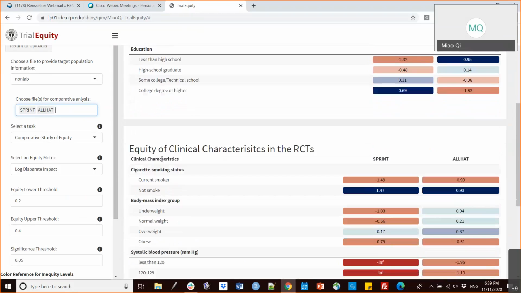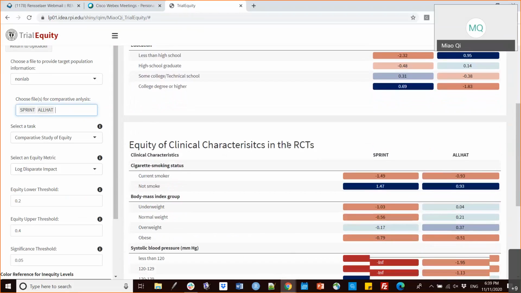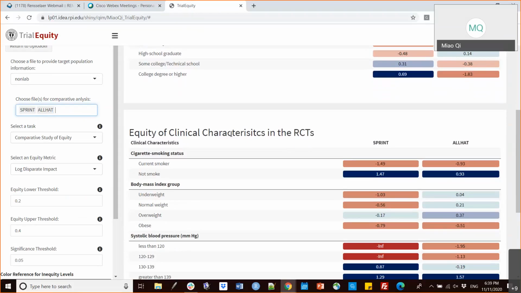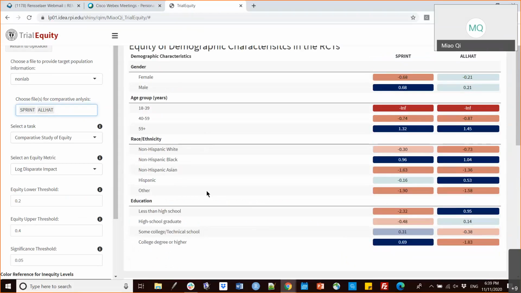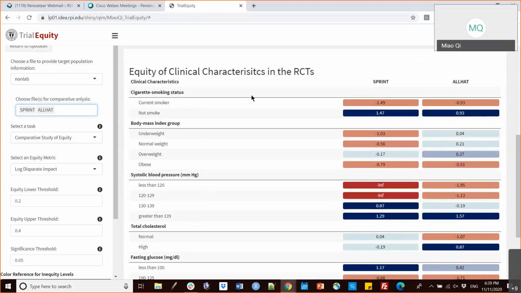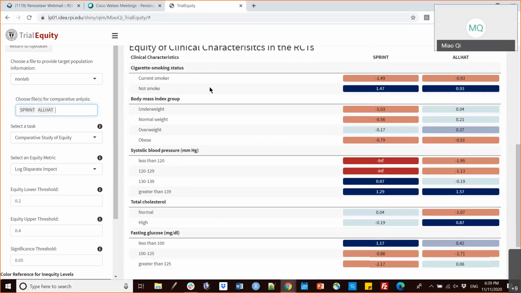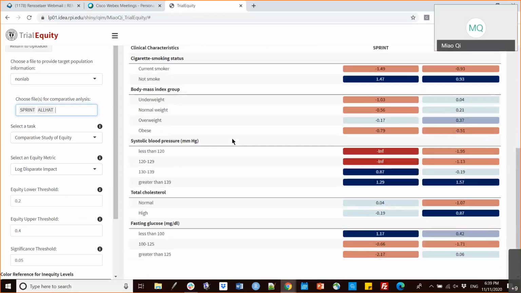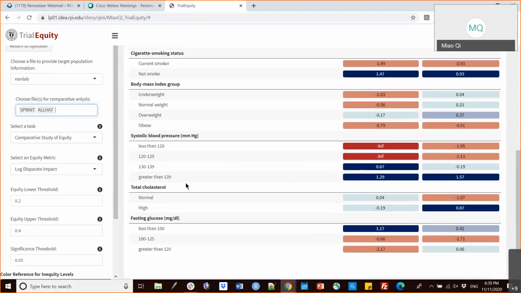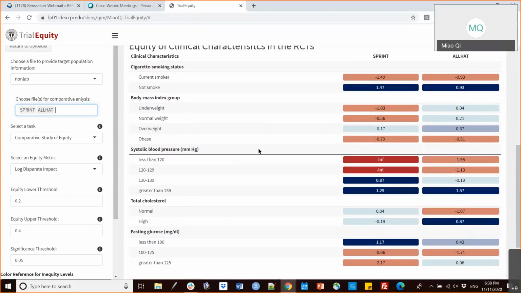And we also do the clinical characteristics, which are not always examined in many studies. They only care about the demographic ones, and we also do the clinical characteristics. Okay, so for this one, because we already know that these two studies are about hypertension.